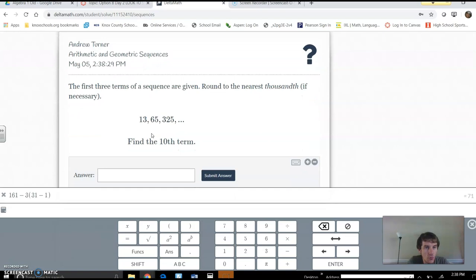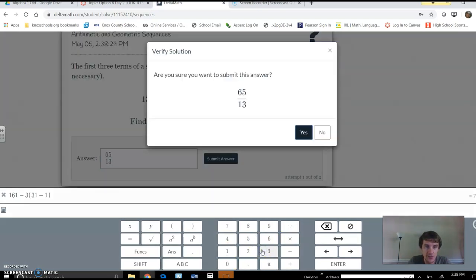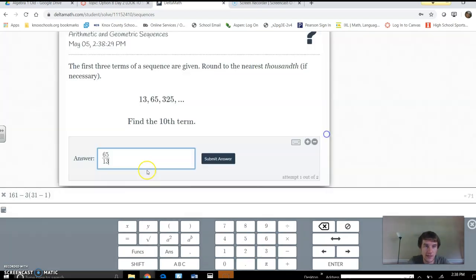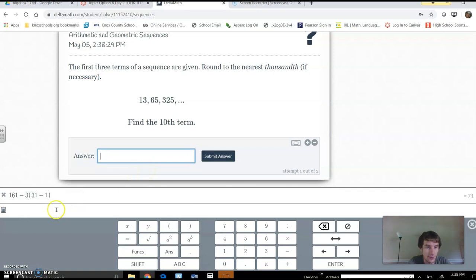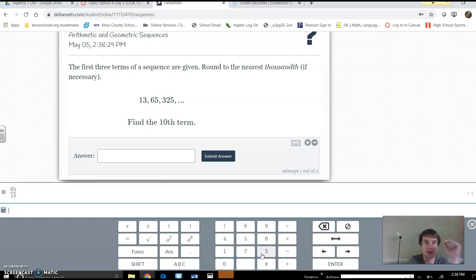Maybe we'll do one more of those because this is geometric right here. Maybe another one if we get a geometric next. This is more based on multiplication. If you were to do 65 divided by 13, you'll see that this is, no, I do not want that as my answer. I wanted that in the calculator. So that is a little tedious. Make sure you click in the calculator down here, and then you start typing, and it'll make sure that you're typing in the calculator portion.